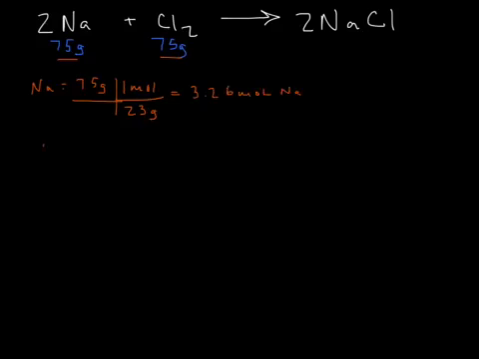Same thing for chlorine. We start with 75 grams. We have Cl2, 70 grams is 1 mole, because 35, but we have Cl2, 2 chlorines bound together. And that is going to give us 1.07 moles of sodium. Oh, excuse me, chlorine.